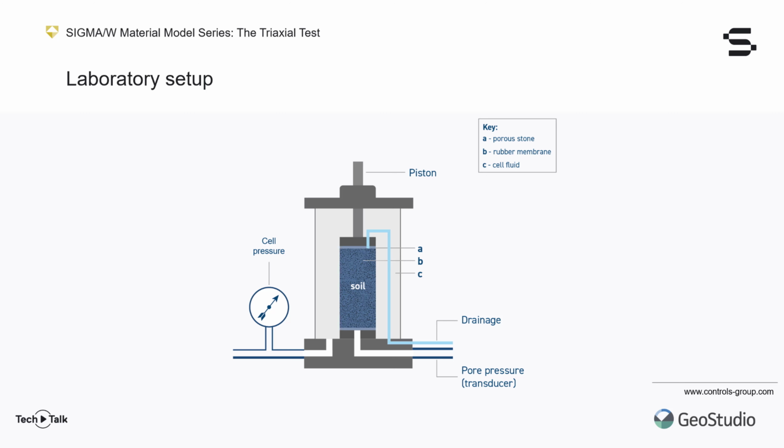Here's a simplified view of a Triaxial test setup. The soil sample is enclosed in an impervious rubber membrane and placed into an acrylic cell that will be pressurized during the Triaxial test. The cell pressure will be adjusted to reach the desired confinement, and the pore water pressure will be measured. A drainage valve will be kept either open for drained tests or closed for undrained tests.